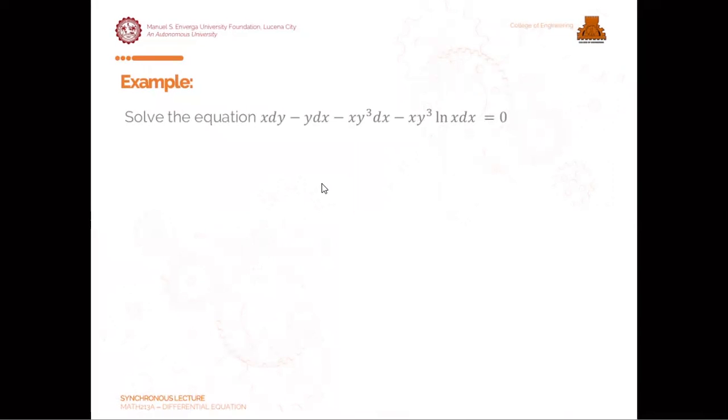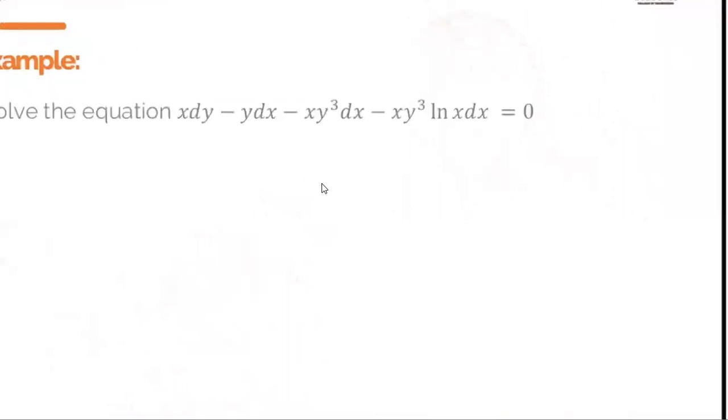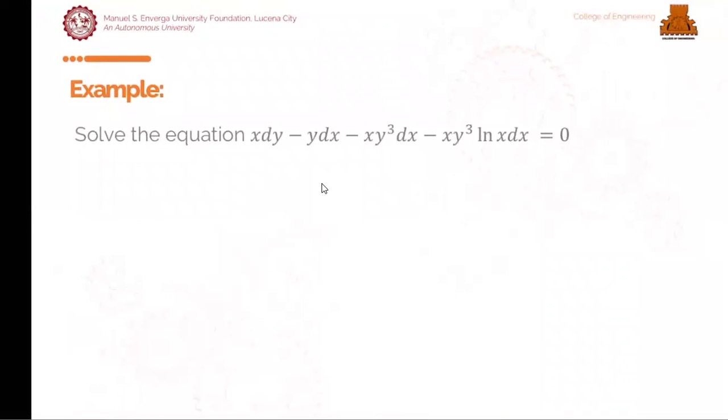So let's try this one. So we have x dy minus y dx minus x y cube dx minus x y cube ln x dx is equals to 0. Okay, so what we can do is to group muna yung may dx and dy. Okay, so lahat ng may dx. So negative y minus x y cube ln x dx. Okay, lahat ng may dy, x.